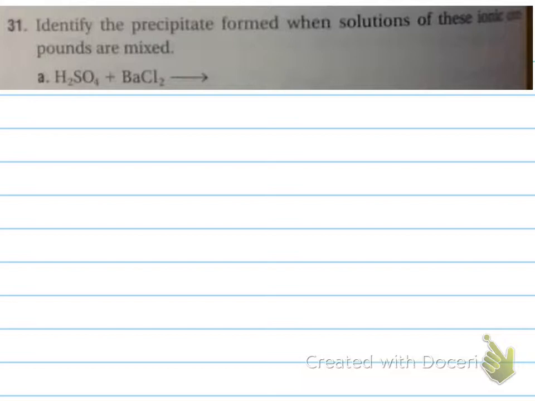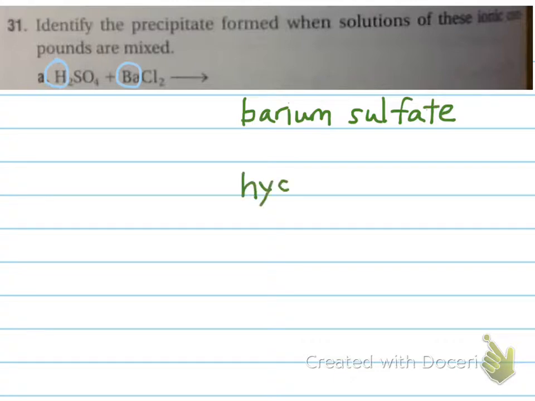Identify the precipitate formed when solutions of these ionic compounds are mixed. So this isn't asking for a net ionic equation or anything of that nature. Again, I need to decide who's alike. Hydrogen has a positive charge and barium does. So my products are going to be barium with sulfate and hydrogen with chloride.